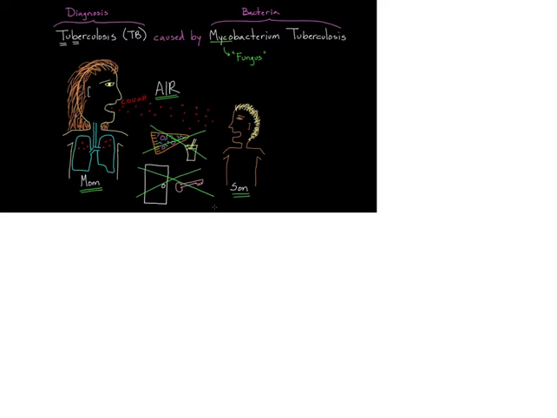So the idea of getting TB by sharing food and drink or touching objects in your environment, like the keys or the doorknob or things like that, that's really not how TB spreads usually. Usually it's spread through the air. The sick person is usually coughing a lot, and then the other person might breathe it in.